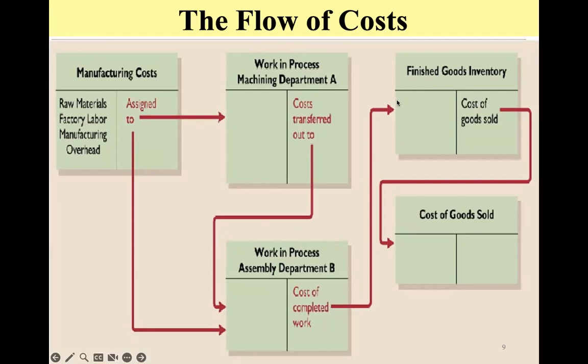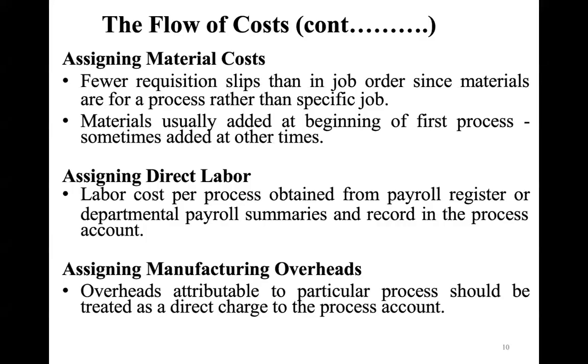Now we are done with work in process. We won't have any more work in process. Therefore, finished goods will be transferred to the finished goods inventory to calculate the cost of goods sold. Is it clear? I explained everything in a simple manner, right?